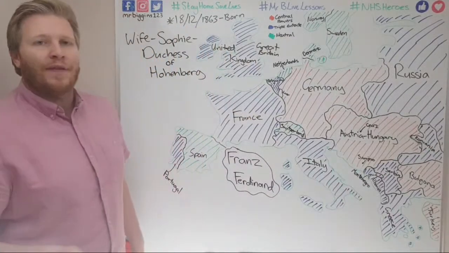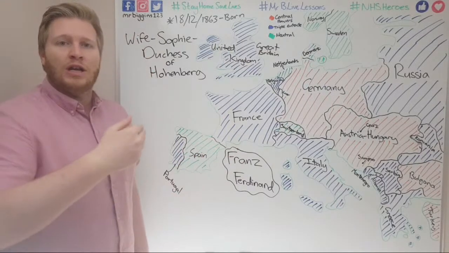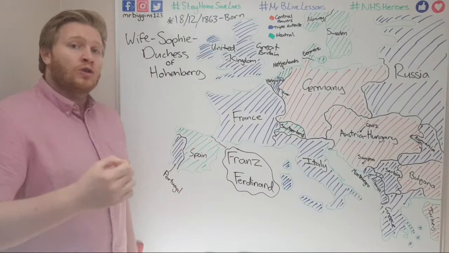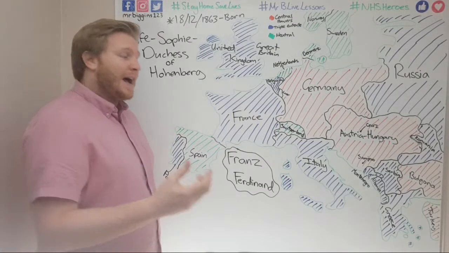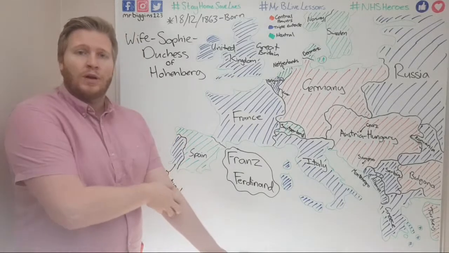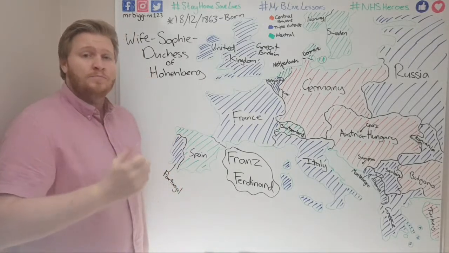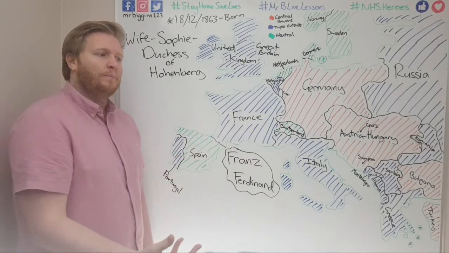Now, I mentioned at the start that it wasn't actually things he did in his life that changed the world. It was his death that changed his world. And he didn't just die normally, he was actually assassinated. Other people killed him, and we're going to have a look at why they killed him, how they killed him, and how that led to the start of the Great War.